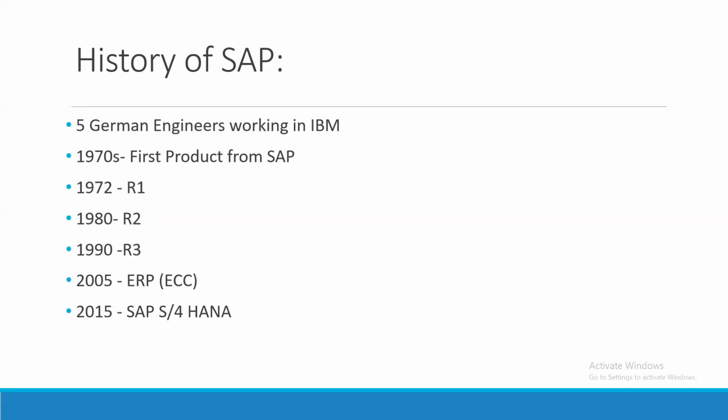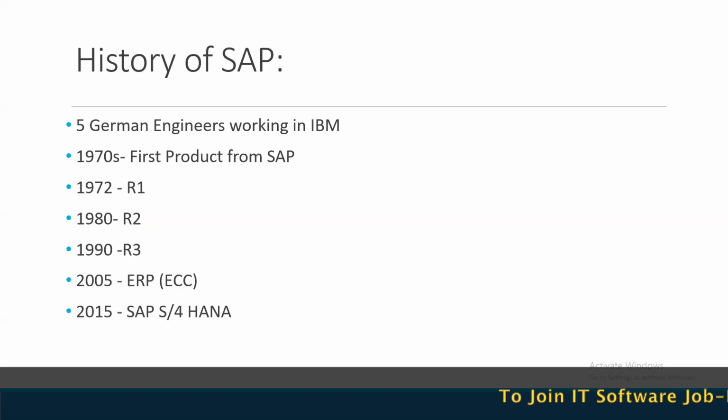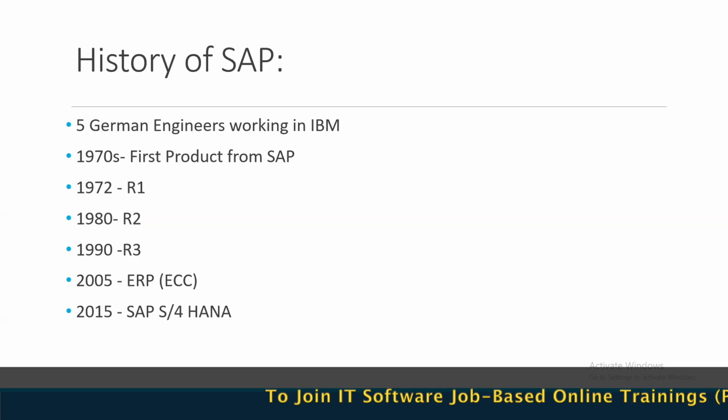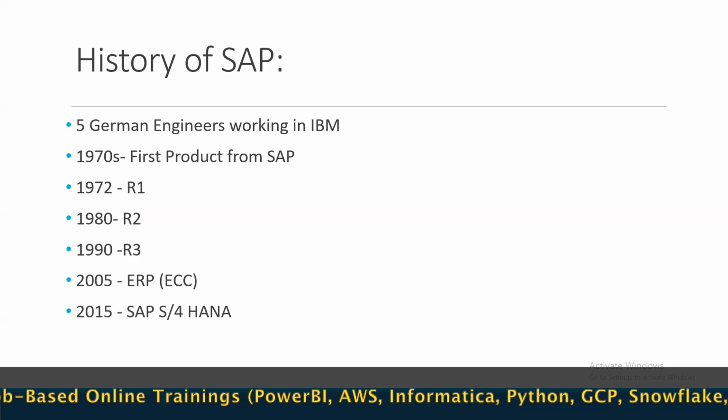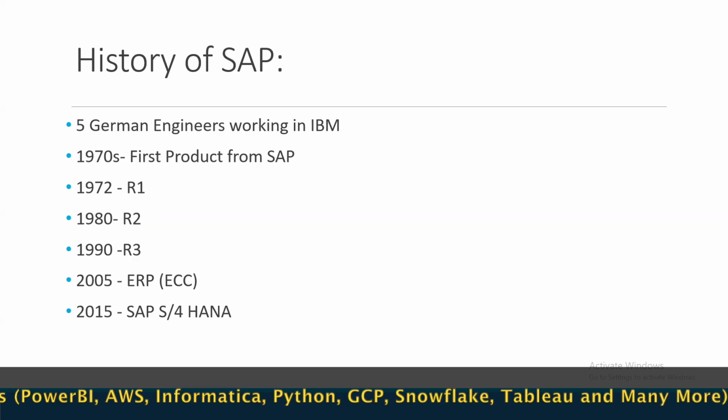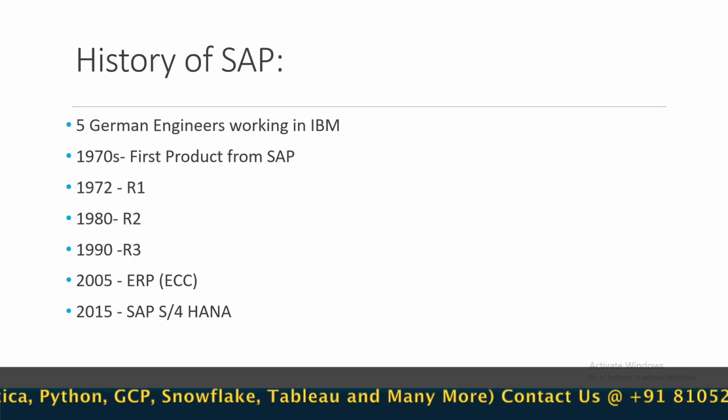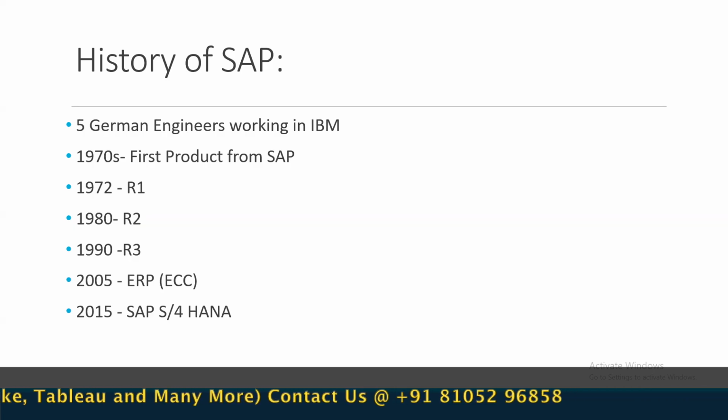We had 5 German engineers who were first working with IBM. It was around the 1970s period, we can imagine, wherein computers and software, everything was very new as a terminology. At that time, SAP came up. IBM was working for one company who had a requirement to use the same software in all the departments of a company. So they were developing the product. It was not at all proven.